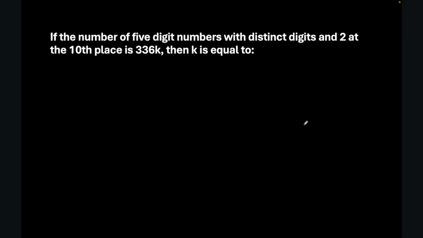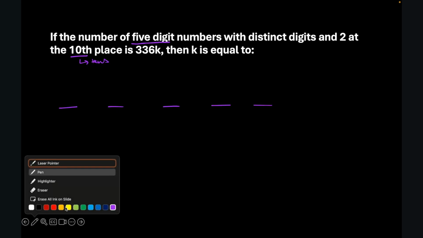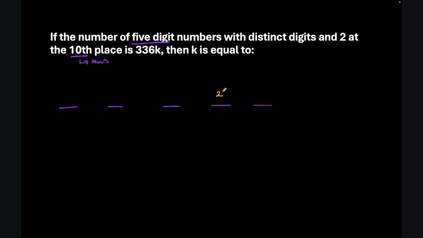Okay, so we know it's a 5-digit number. So let's write out 5 digits: 1, 2, 3, 4, 5. And we know the 10th place, or it's called the tens place, so we know we have a 2 here. This is locked up. So 2 is out of the question. We cannot take it.